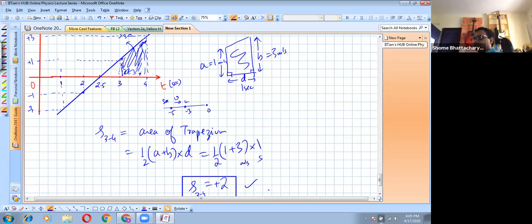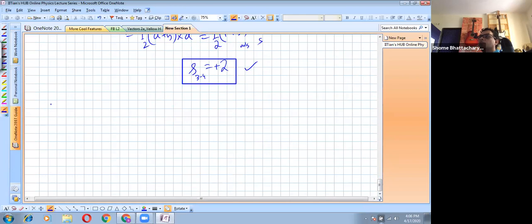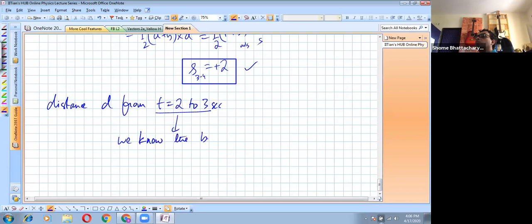Okay, so now let us come to this part where we are calculating the distance traveled. Next, we want to find distance D. Sorry, not from 3 to 4, but from t equal to 2 to 3 seconds. Now the problem with this interval is that we know the body takes a turn. In fact, it's a U-turn in between.